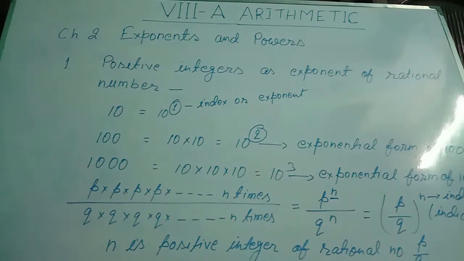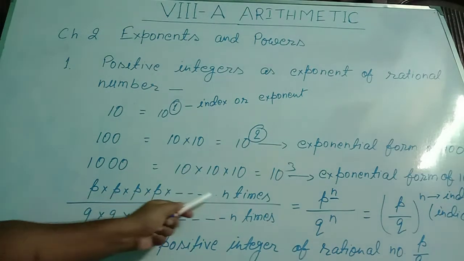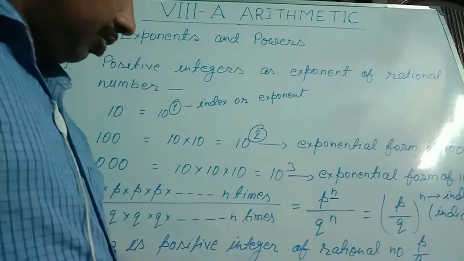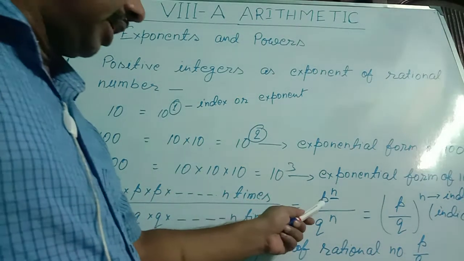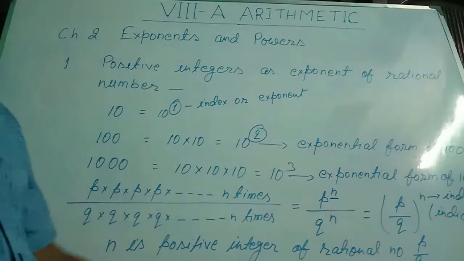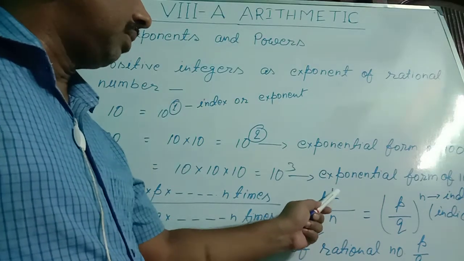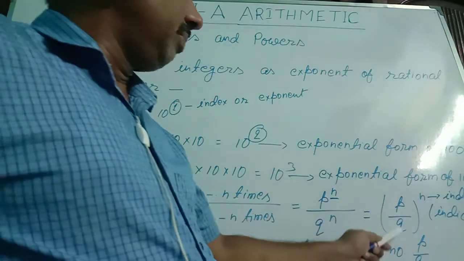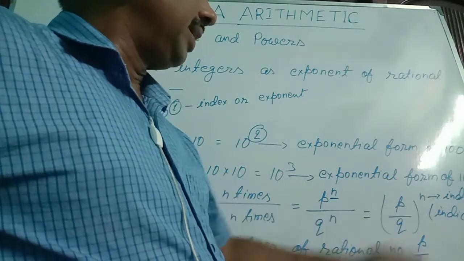Now we consider a rational number whose numerator is p and denominator is q. P is multiplied n times and q is also multiplied n times. We can write this multiplication as p index n by q index n, or we read it as p to the power n by q to the power n, equal to p by q whole power n, or index n.